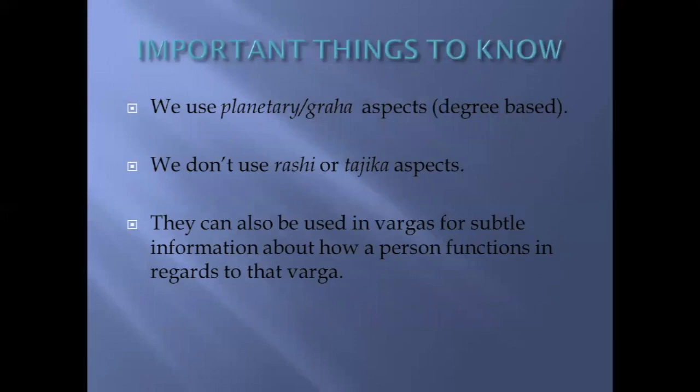There are some important things we need to know. The first thing is that we use planetary or graha aspects, which are degree-based. We do not use Rashi or Tajika aspects for the Lajatati Avashta, so we only use graha aspects. And they can also be used in Vargas for subtle information about how a person functions in regards to that Varga. So remember that we only use planetary aspects.